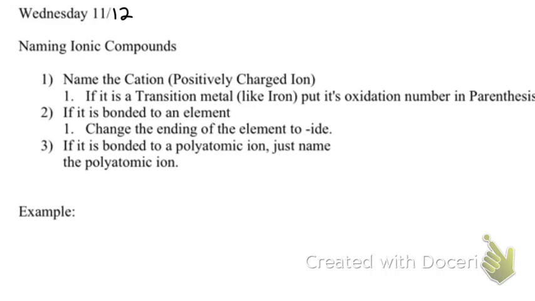So today we're going to learn how to name ionic compounds. And there are kind of three main rules and a couple smaller rules inside of a rule for naming ionic compounds. Step number one is to name the cation. The cation is the positively charged ion in the molecule.